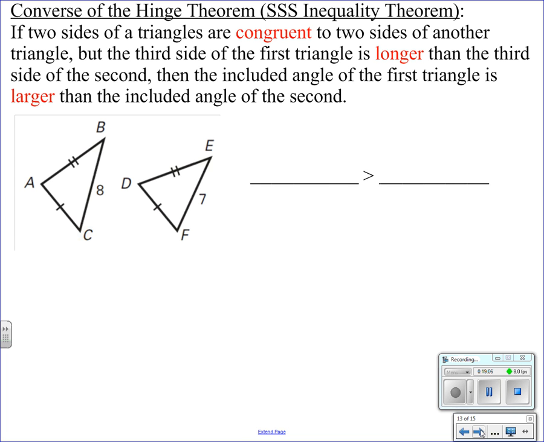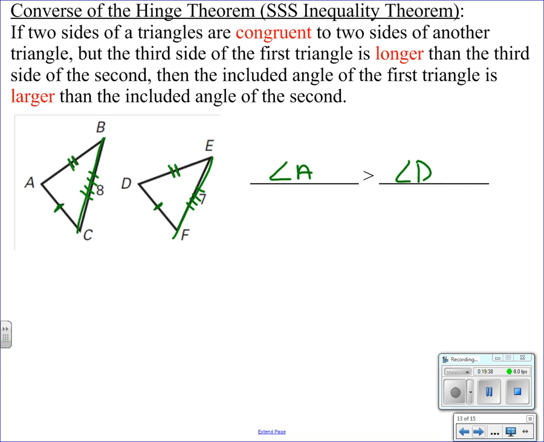The converse of the Hinge theorem says that if two sides are congruent to two sides of another triangle, so AB is congruent to DE, AC is congruent to DF. Now we talk about the side length. BC is greater than EF. So therefore, the angle A would have to be greater than angle D.